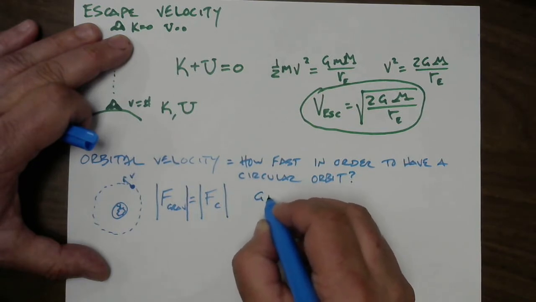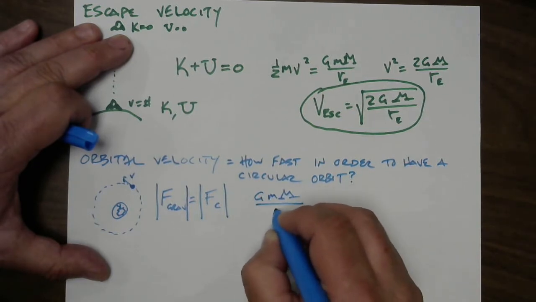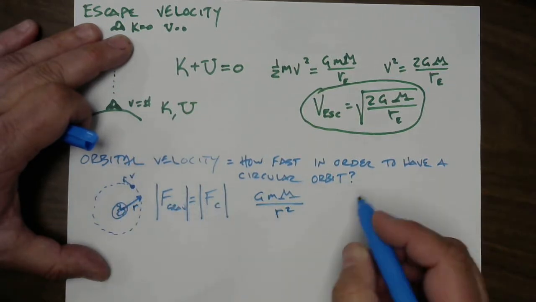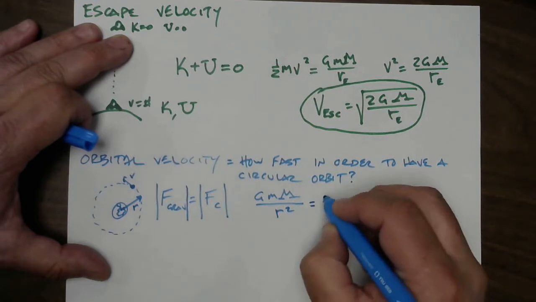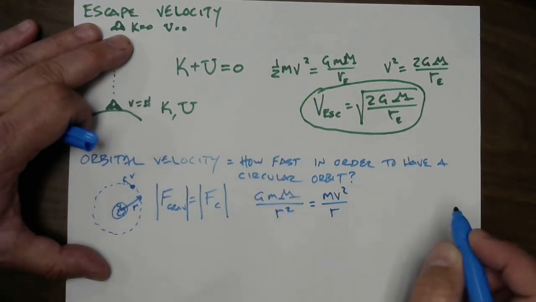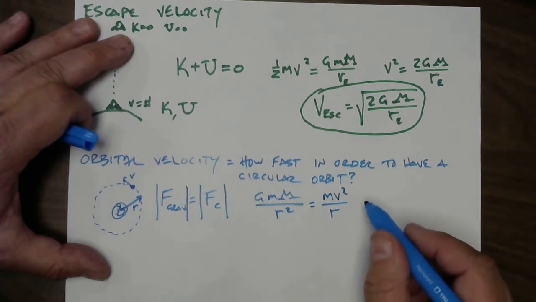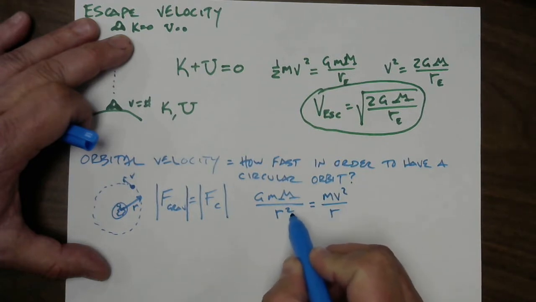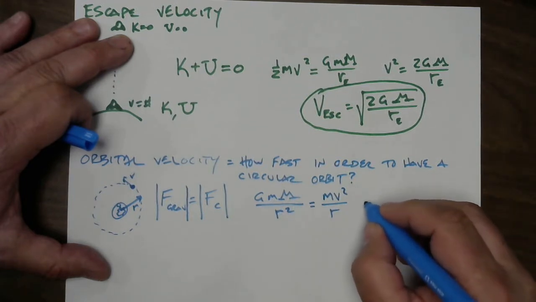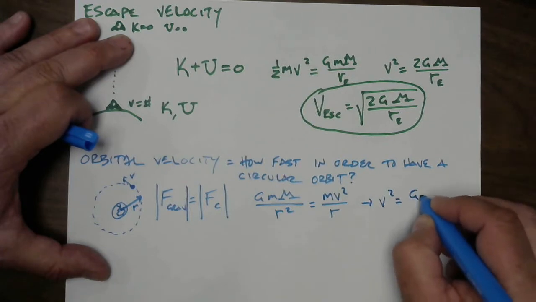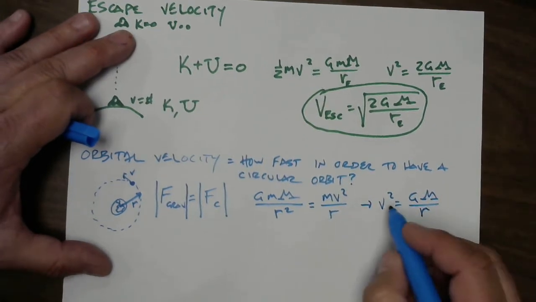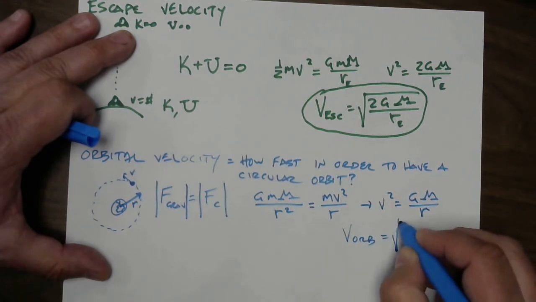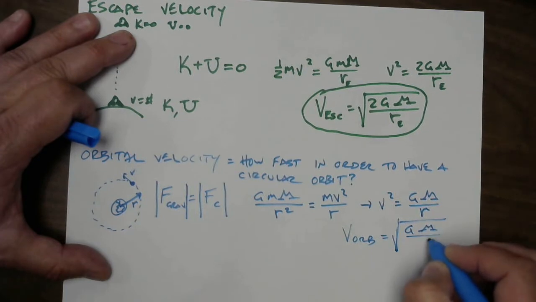Force of gravity is G, little m, big M, over the radius of the orbit squared. That's not the radius of the Earth, that's the radius of the orbit, much more than the radius of the Earth. And over here, we have m v squared over r. Get the chainsaw cancellation going, because that means that this r cancels this square, this m cancels that m, and what's left is that v squared is G M over r, or the speed of an orbit is the square root of capital G, capital M over r.